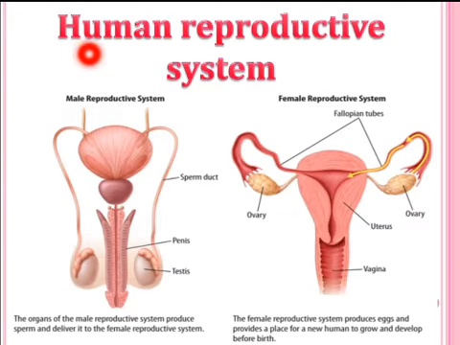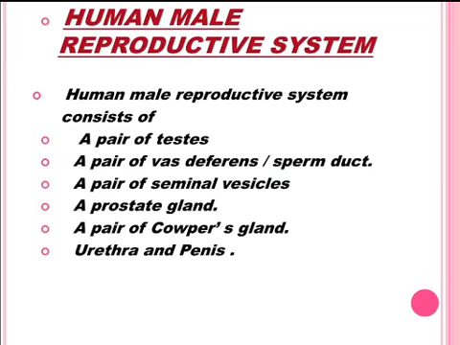Now students, let us learn about the human reproductive system, which involves the male reproductive system and female reproductive system. Let us first discuss the human male reproductive system. The human male reproductive system consists of a pair of testes, a pair of vas deferens or sperm duct, a pair of seminal vesicles, a prostate gland, a pair of Cowper's glands, urethra and penis.